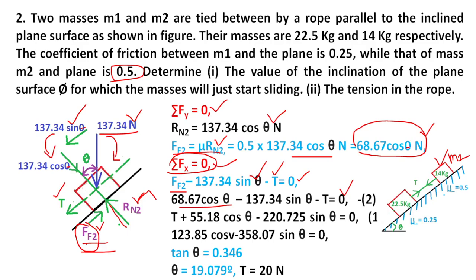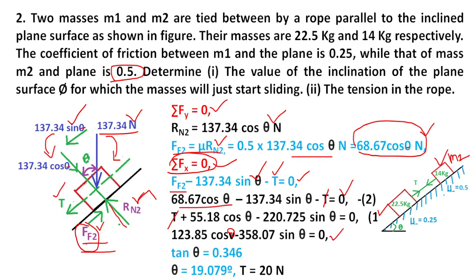This is equation 2. Already the equation is T plus 55.18 cos theta minus 220.75 sin theta is equal to 0, which is equation 1 for block 1. Using these equations, T and minus T cancel. So adding 68.67 cos theta plus 55.18 cos theta is equal to 123.85 cos theta. Another one is the minus sign, so minus 137.34 minus 220.75, so minus 358.07 sin theta is equal to 0.